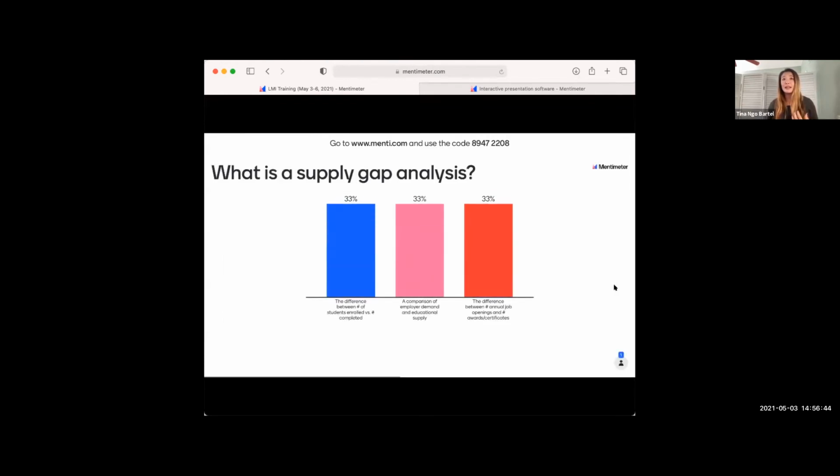And then we do a supply gap analysis. So what is it? What is a supply gap analysis? Is it the difference between the number of students enrolled versus the number of students who completed? Is it a comparison of demand and educational supply? Or is it the difference between the annual job openings and the number of awards and certificates?